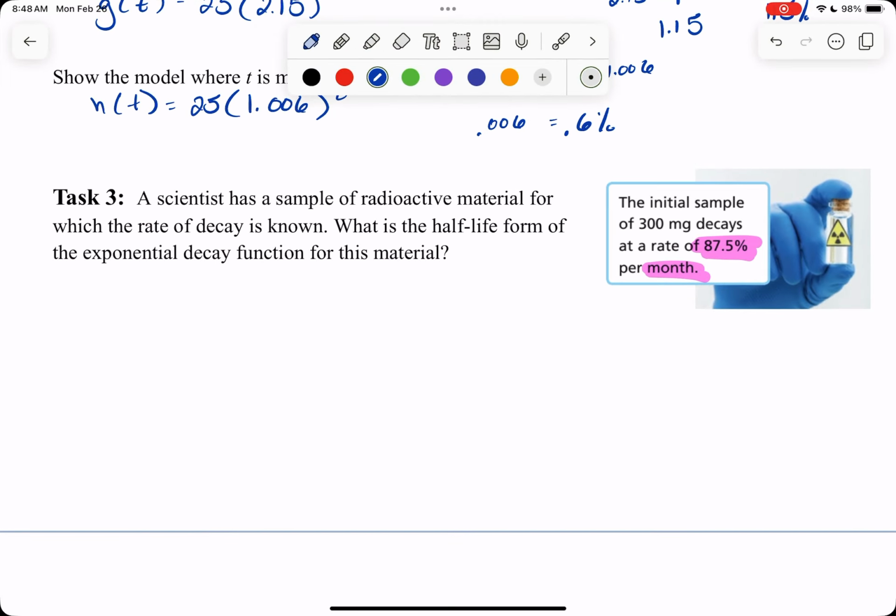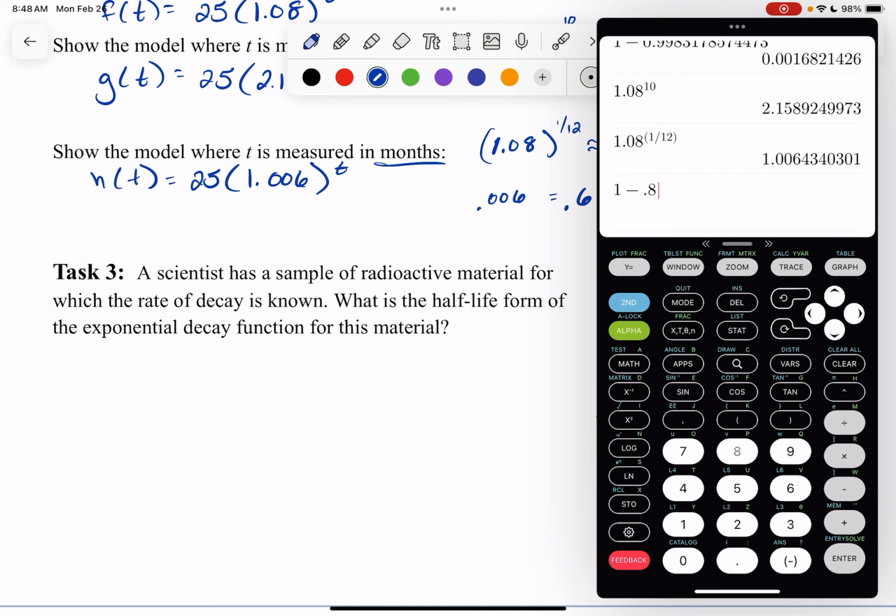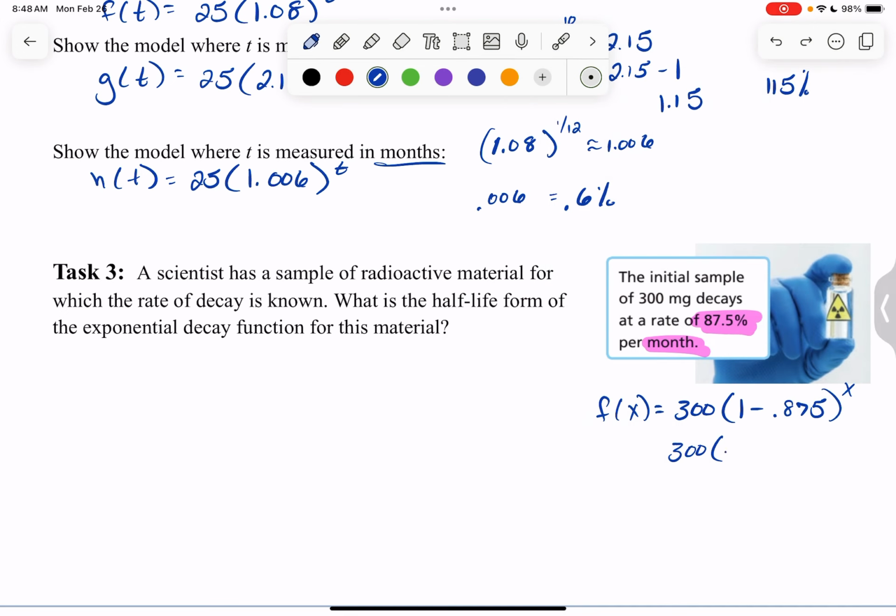So I can create a function for this. And we start with 300 milligrams. F of x equals, I start with 300 milligrams, times 1 minus 0.875 to the x. So 300 times, well, let's take that 1 minus 0.875, which gives me 0.125 to the x. So this will give me, after 1 month, after 2 months, after 3 months, right? We want, what is the half-life form for the exponential decay function?